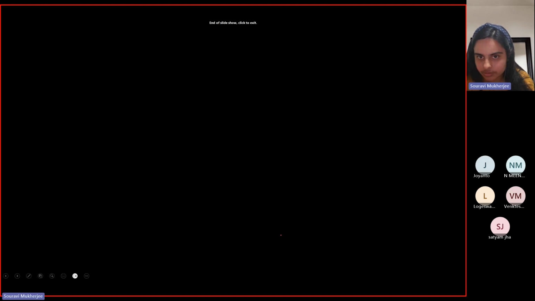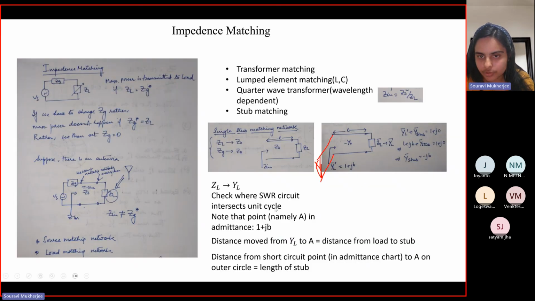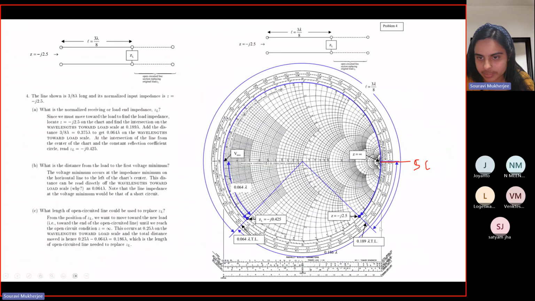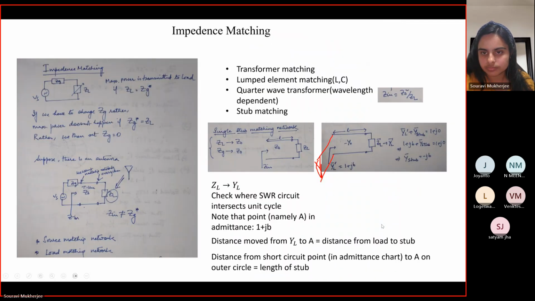From that point, suppose it is somewhere here in the outer circle. Along this line, you find the distance, suppose somewhere here if this is your point, extend it further, then this distance would give you the length of the stub. So that's how graphically one can use a stub in parallel to have impedance matching.